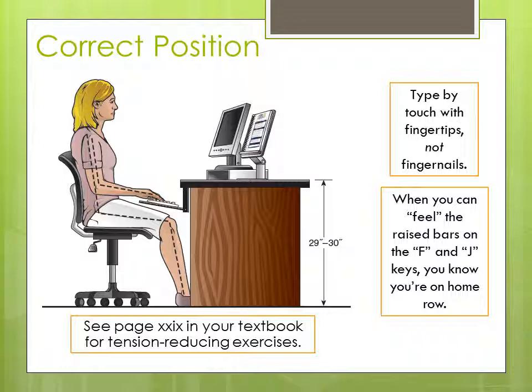And then you'll notice her back is in the chair and it's resting on the chair back comfortably. She is in a slightly reclined position. That means she's leaning just a little bit away from the computer monitor. The computer monitor is within arm's length of her eyes. So sitting where she's sitting, she would be able to touch the monitor.